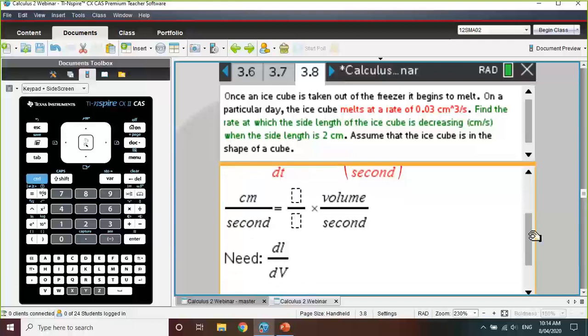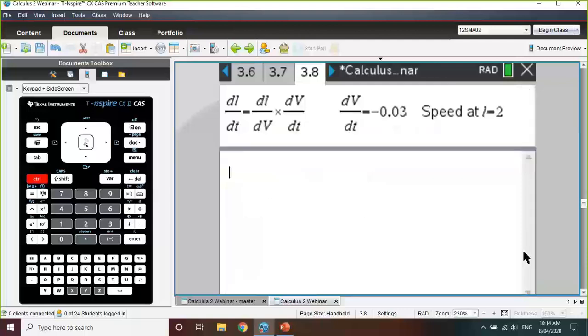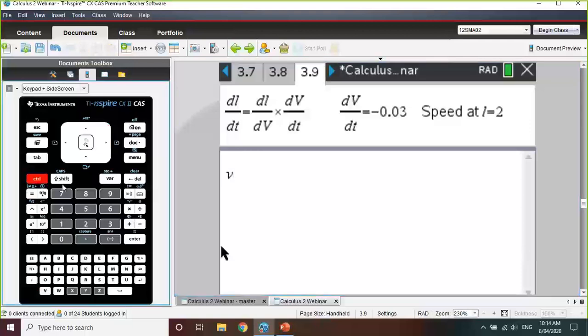Okay. That then begs the question, what is the relationship between L and V? Often these questions can be geometric in nature, as we saw before with the triangle. In this case, we've got a cube. So we can go ahead and think about how we define the volume of a cube. Using the define command, we can define V as L cubed, where L is the side length.